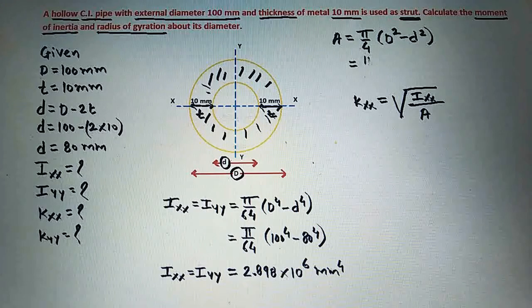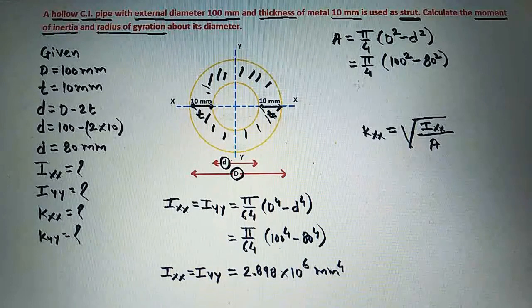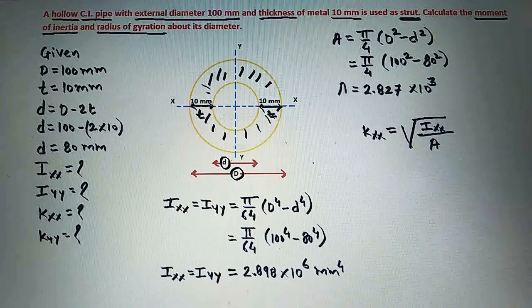Now if we put the values here, then we can write here it is pi by 4. What is capital D? 100 square minus small d is 80 square. And if we calculate this, pi by 4 in bracket 100 square minus 80 square, then we will write the answer for area of this hollow circular section as 2.827 into 10 raised to 3, and the unit for area is mm square.